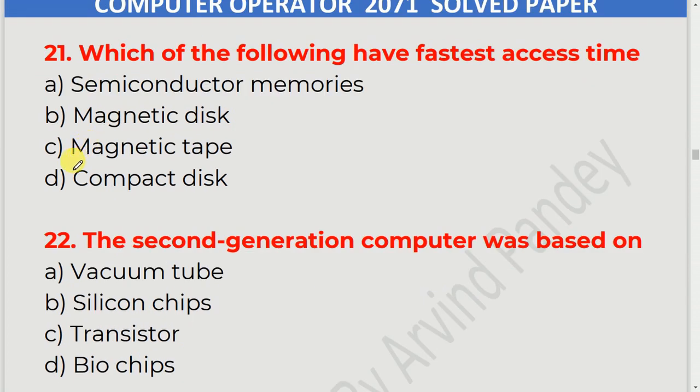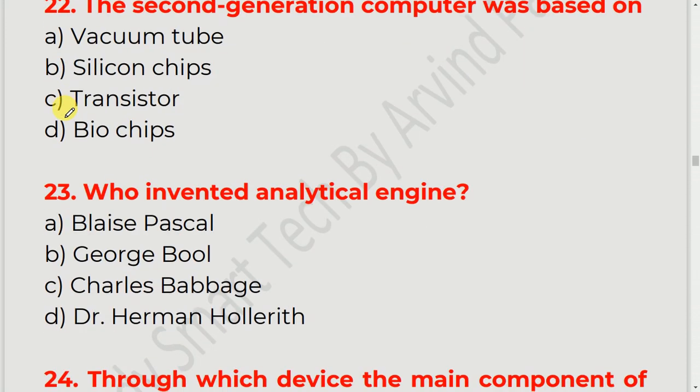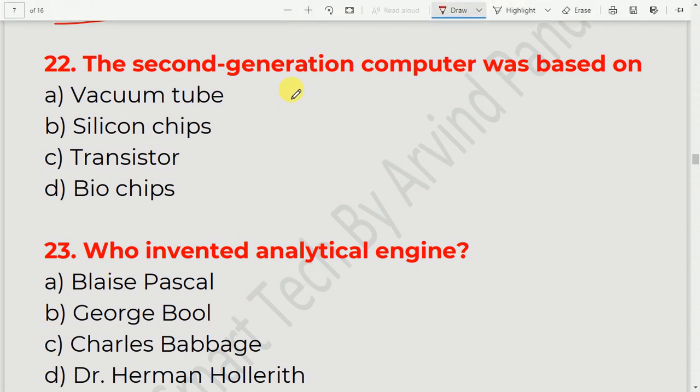Question number 21. Which of the following have fastest access time? Option A semiconductor memories, B magnetic disk, C magnetic tape, D compact disk, and the correct answer is option A semiconductor memories. Question number 22. The second generation computer was based on option A vacuum tube, B silicon chips, C transistors, D biochips, and the correct answer is option C transistors.